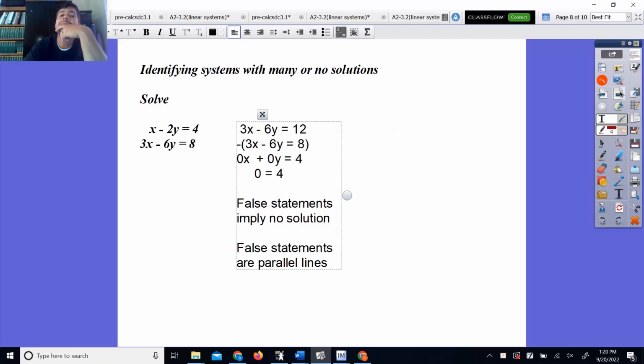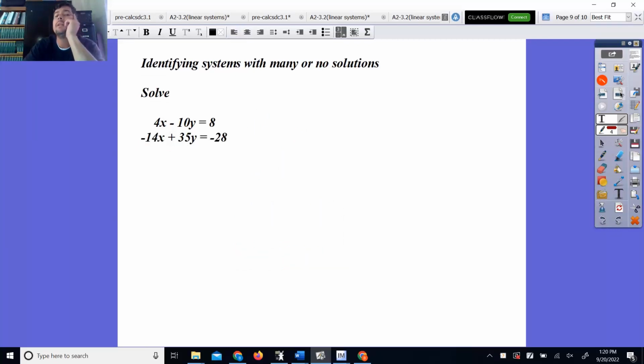All right, last one. Identifying systems with many or no solutions. You want to play the substitution or elimination game? Elimination. Always elimination. It's quicker. What's the smallest thing 4 and 14 enter? 28. What do you multiply 4 by to become 28? 7. So 7 everything. What do you multiply a negative 14 by to become negative 28? 2. And you can leave it negative. It's okay if one of them is negative. So you multiply everything by 2.